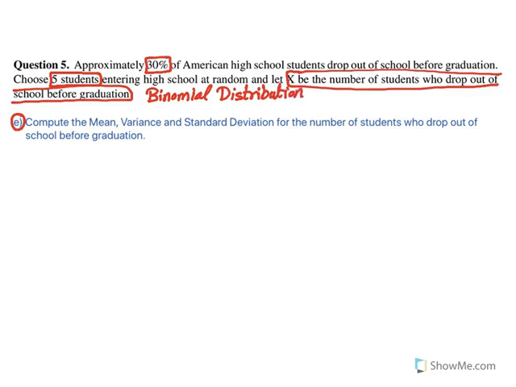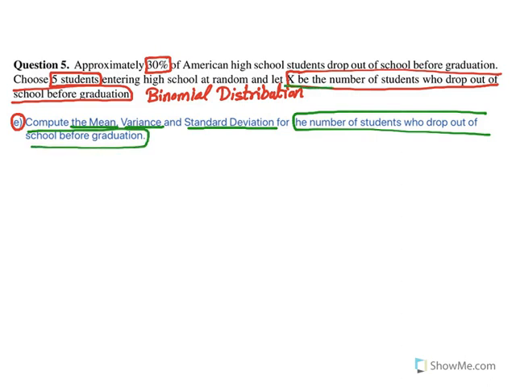And now we are asking the question of finding the mean, the variance, and standard deviation for the number of students who drop out of school before graduation. So this means for X. This here is exactly what X is. So we want to know these 3 values. But we just remember, we have computed this already in part 1 of this question.